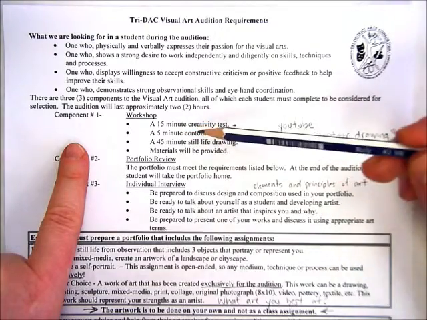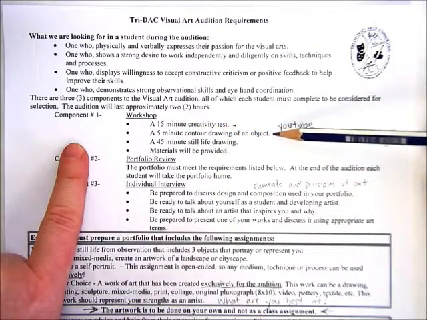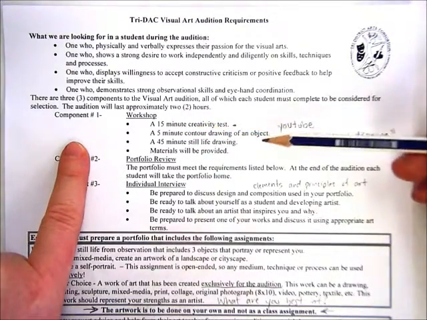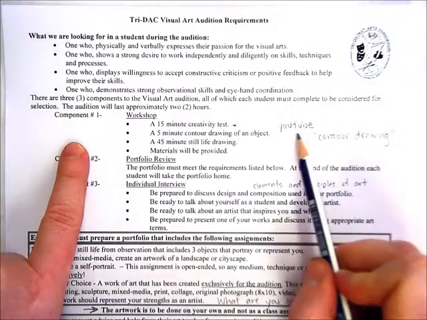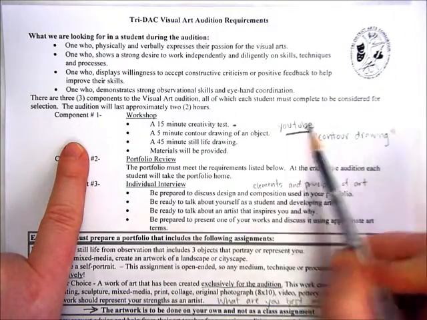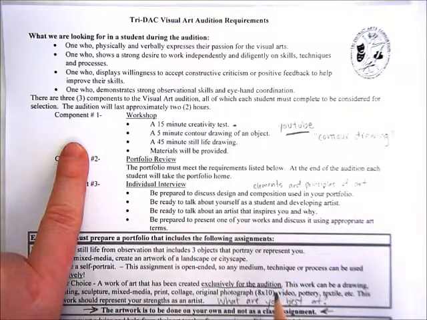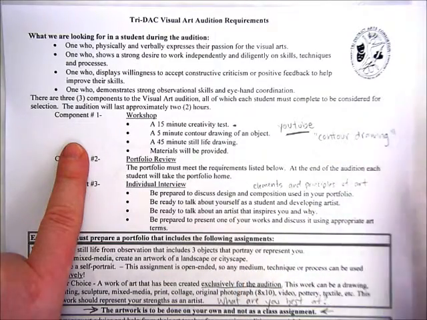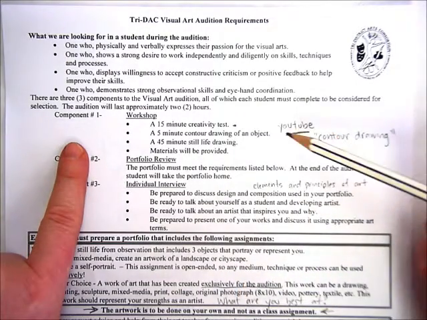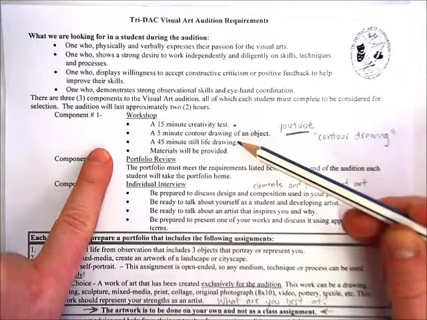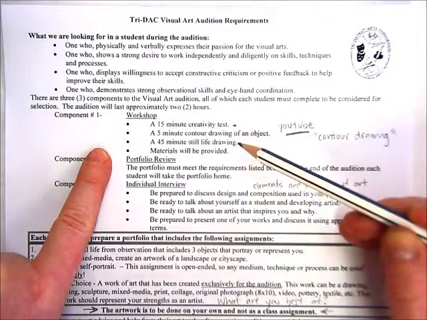Then you're going to have a 5-minute contour drawing of an object. Now, we haven't done contour drawing in class, so I recommend that you go on YouTube and search for contour drawing, and you'll see some examples of this. It's just a drawing exercise that I think you'll be good at if you just practice it maybe a few times before the audition. Then you'll have a 45-minute still life drawing.